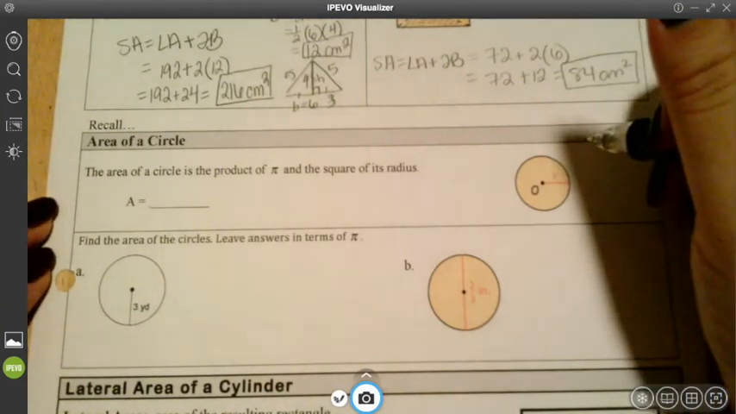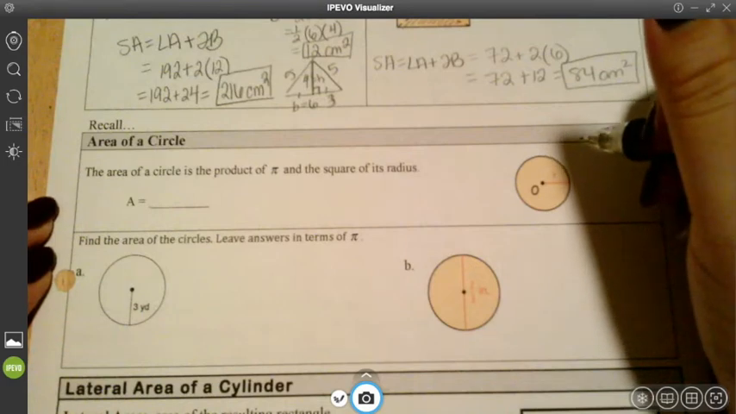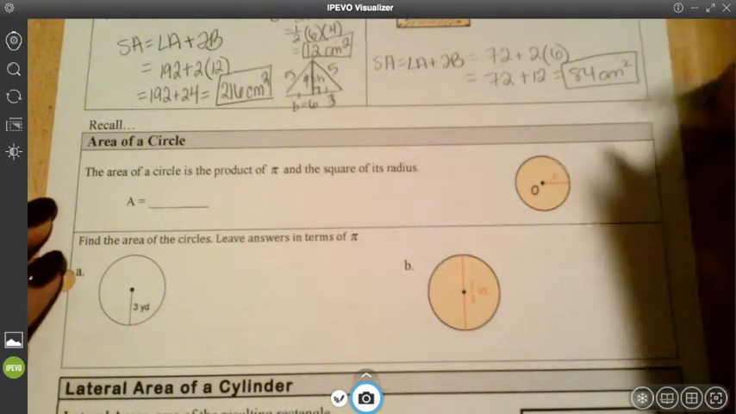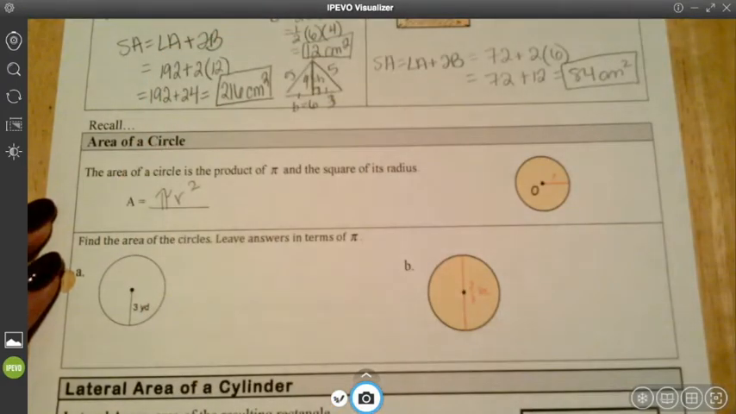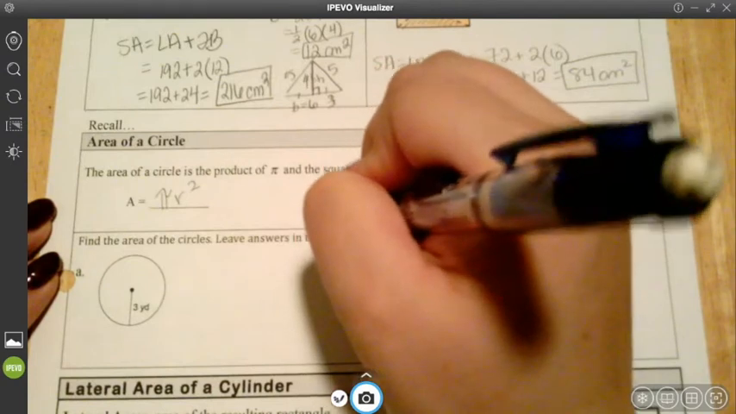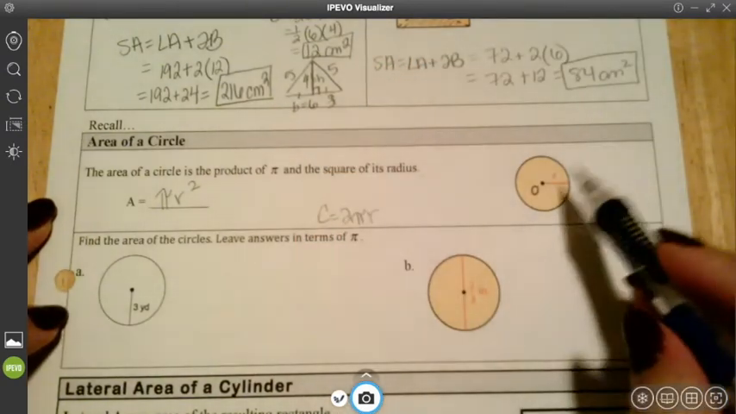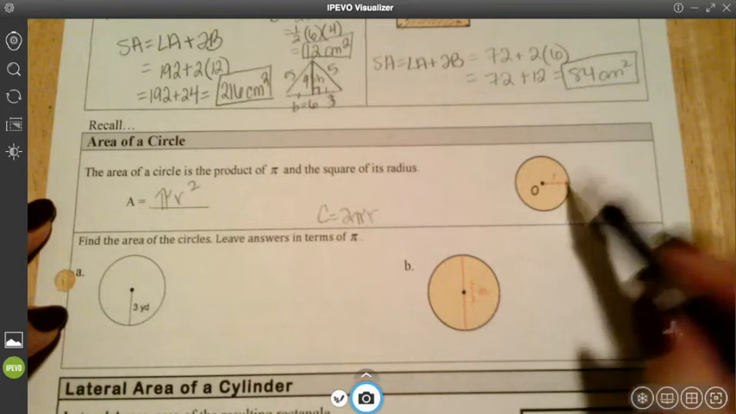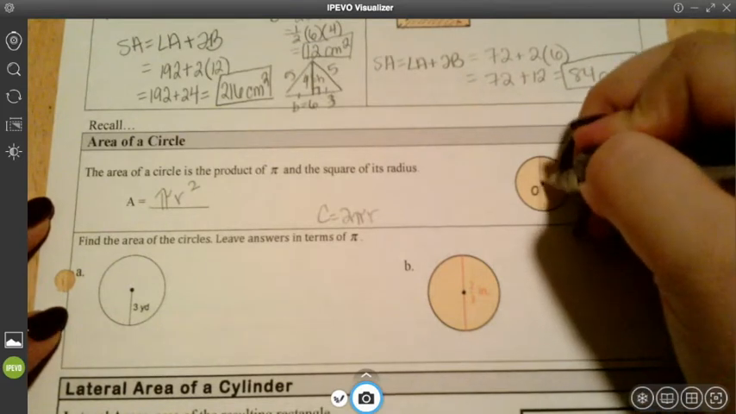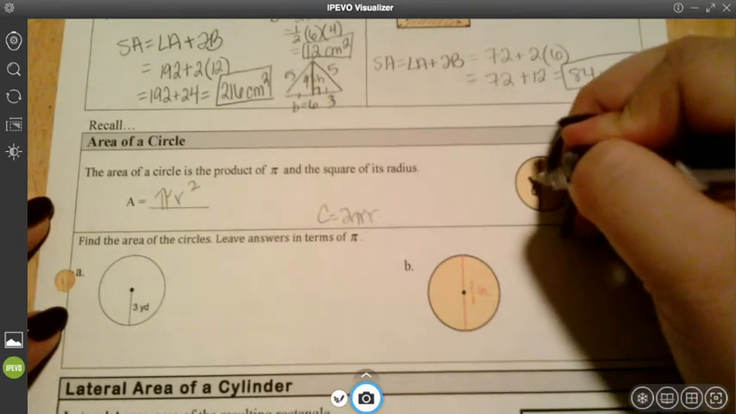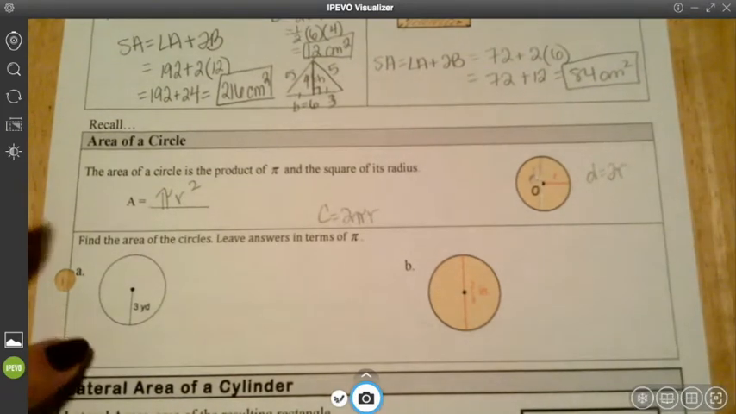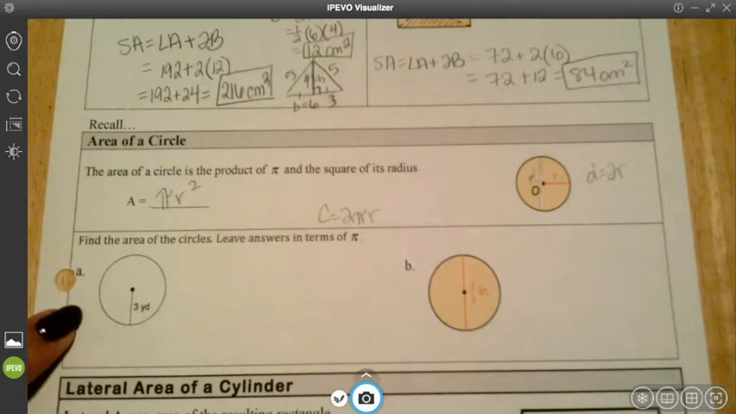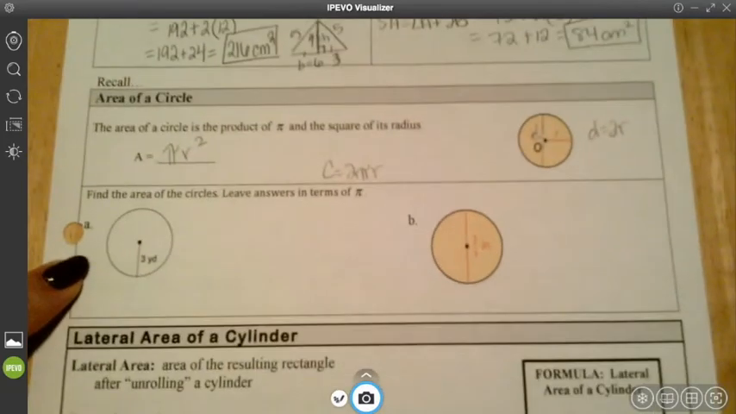If we're looking at a circle as our base, we have to remember how to find the area of a circle. And remember, area is pi r squared, not 2 pi r, that is circumference. So if I want to find the area of the circle, I need its radius. And the other mistake that's commonly made is this is called its diameter, and the diameter is 2 times the radius. So in this example, I'd like you to try finding the areas of these two circles, and then I'll go through them together with you.